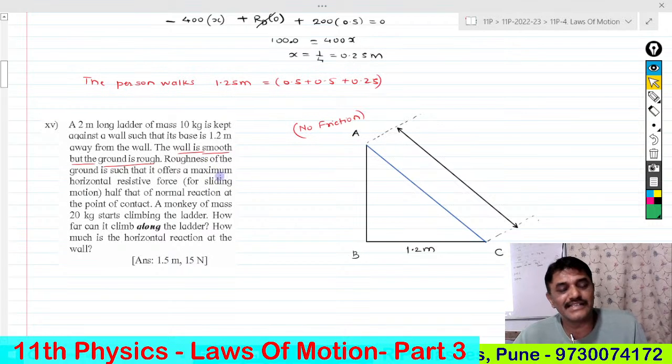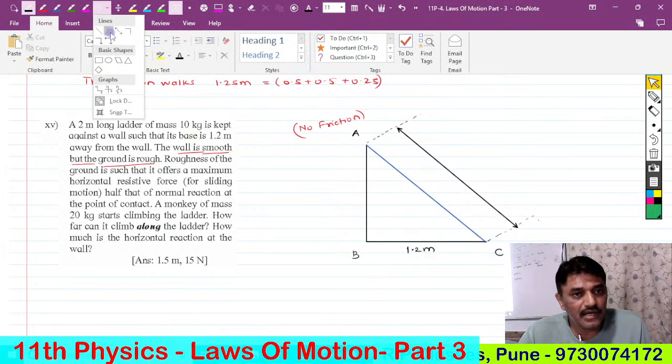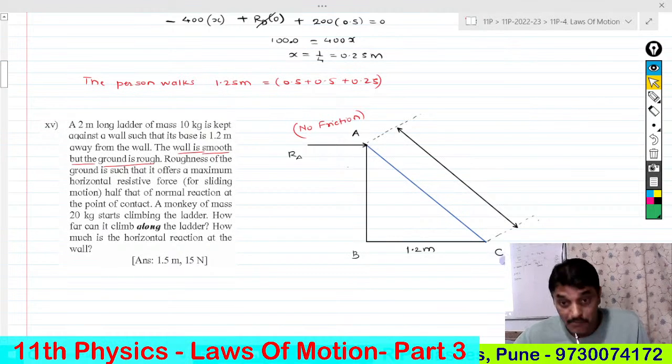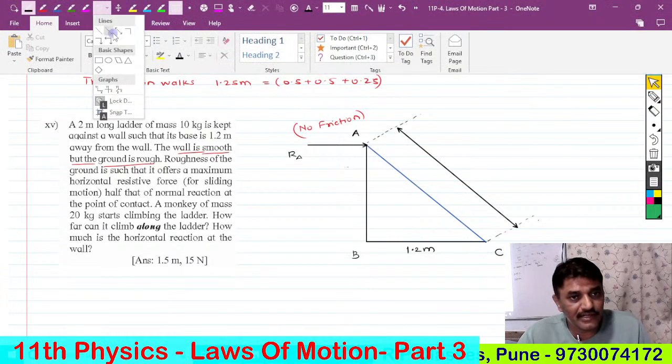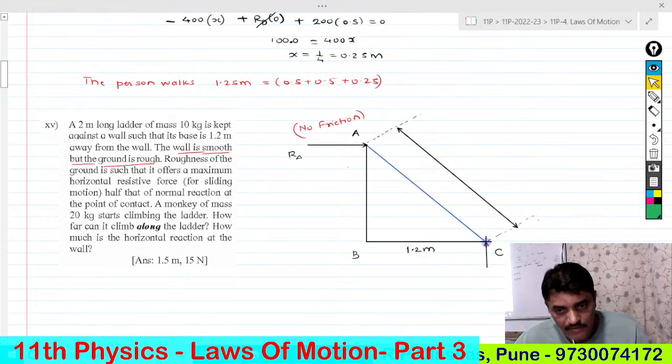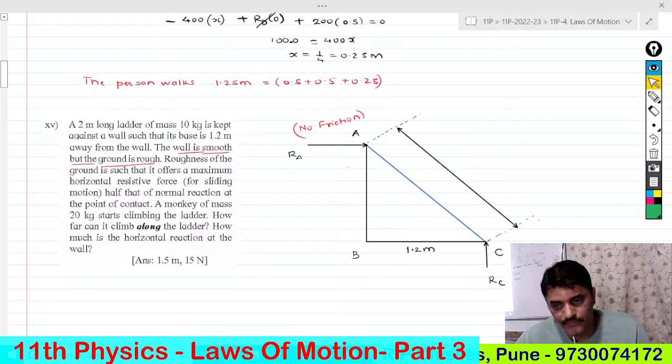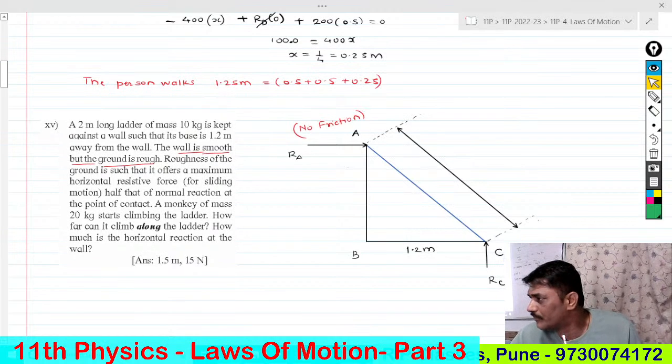Roughness of the ground is such that, here there is no friction, so this will have only the normal reaction. Let me call the normal reaction as RA. And there is no friction. But here it's going to have the normal reaction RC, as well as the friction. Roughness is there, so definitely this will contribute the friction. Yes or no? Yes. And what is the direction in which this has got the tendency to slip?